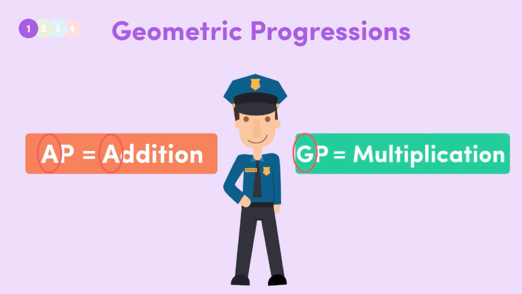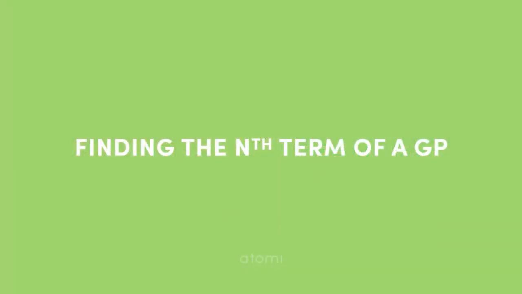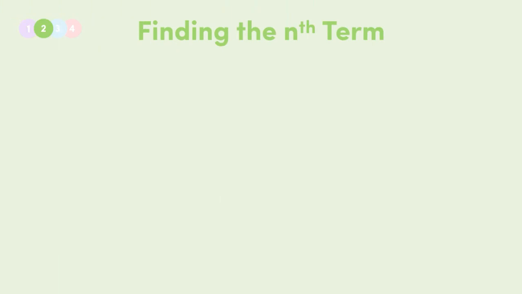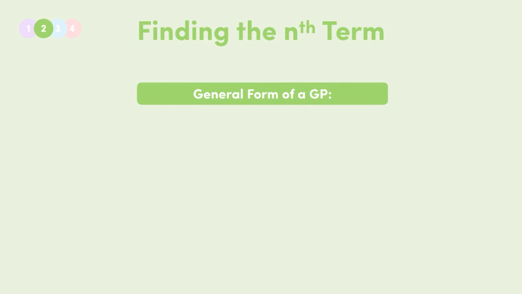So now that we know what a GP is, let's look at how we can find its nth term. If we obtain the next term of a GP by multiplying it by a common ratio, then just like for APs, we can write its general form. If the first term is A, the second term is A times R, or just AR. The third term is AR times R, which is AR squared, and this continues.